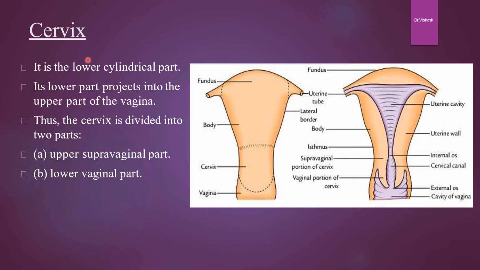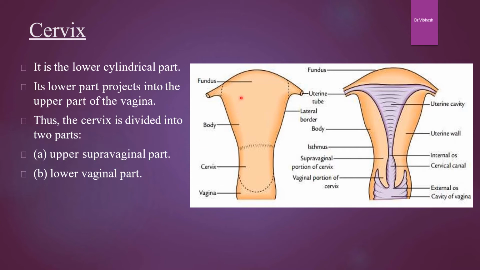Coming to the lower part of uterus, already we know the name is cervix. It is cylindrical in shape. Its lower part projects into the upper part of vagina. Thus, the cervix is divided into two parts, the upper supravaginal part and the lower vaginal part.